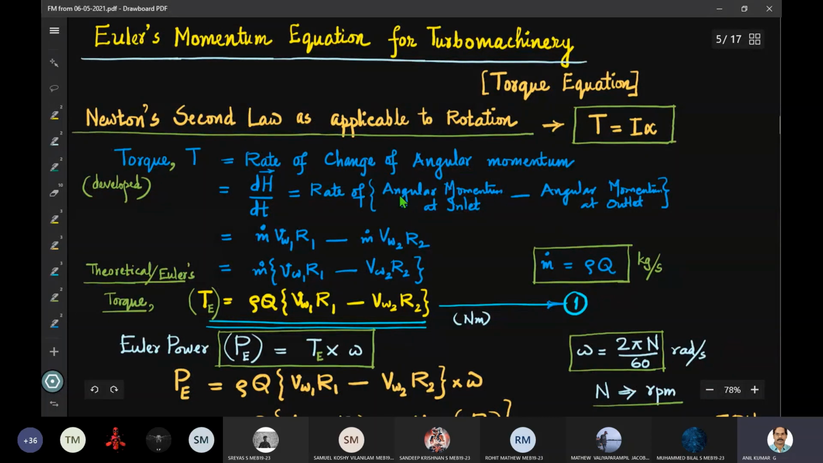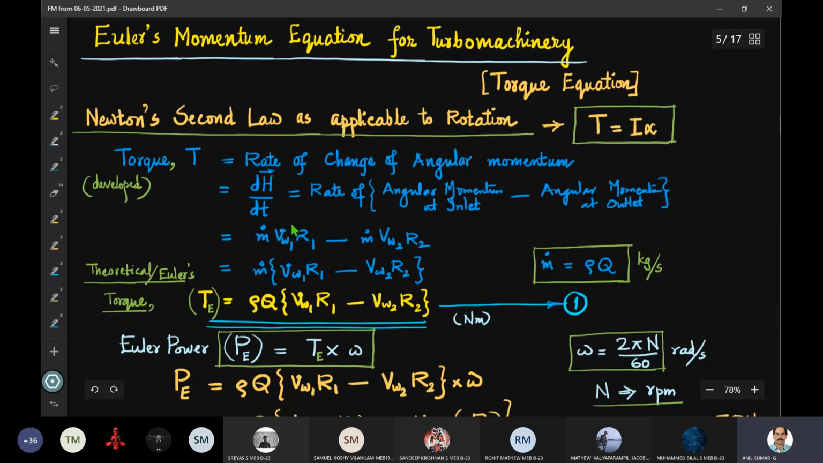So the angular momentum of the fluid at inlet, you can find out from this expression: that is the mass flow rate multiplied by the velocity of the fluid in the direction of u1, that is Vw1, multiplied by the radius of rotation at the inlet. We used to say mvr, but here the velocity we are referring to is the velocity of the fluid in the direction of motion of the vane, that is in the direction of u1.